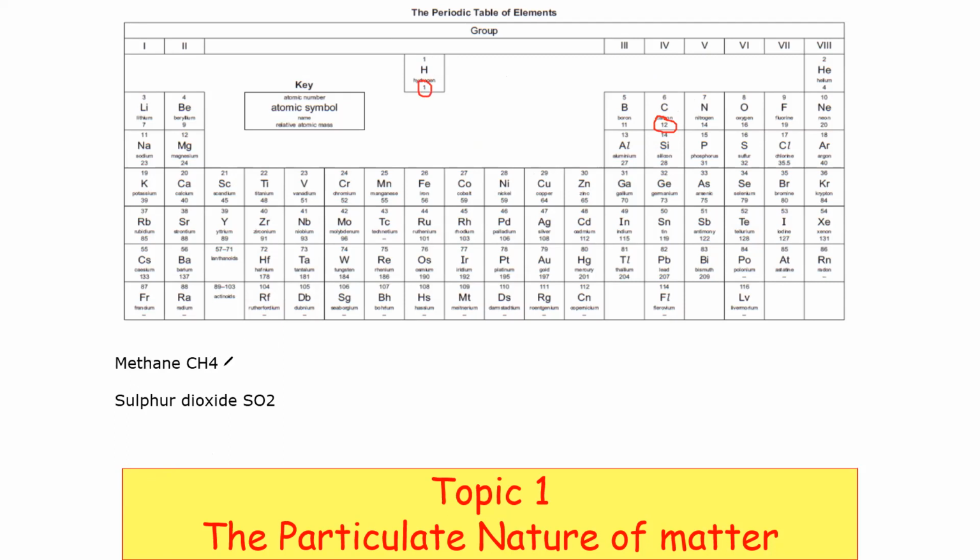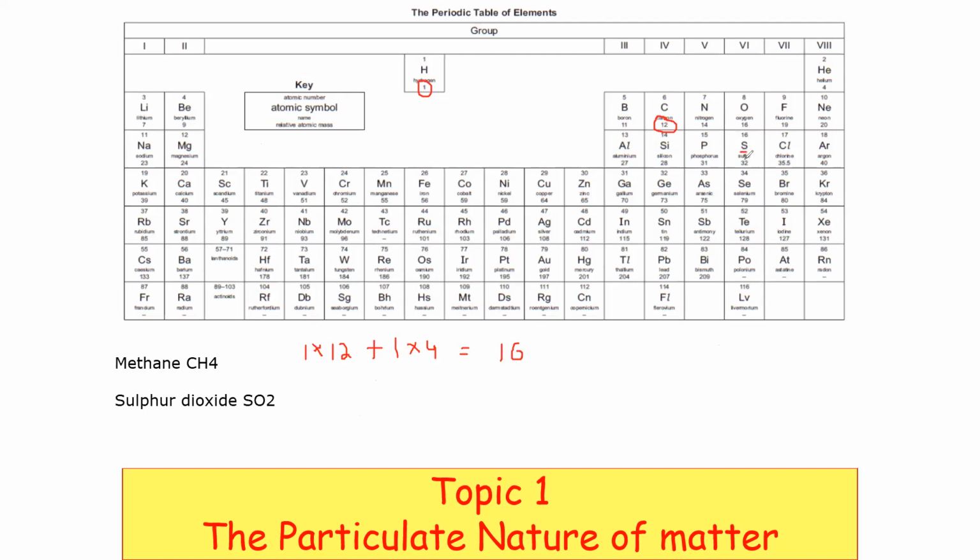So in CH4, there is one carbon, so it is 1 multiplied by 12, plus hydrogen mass is 1, and how many hydrogen atoms are there? 4. So this will be 4. So 12 plus 4 makes the total sum 16.